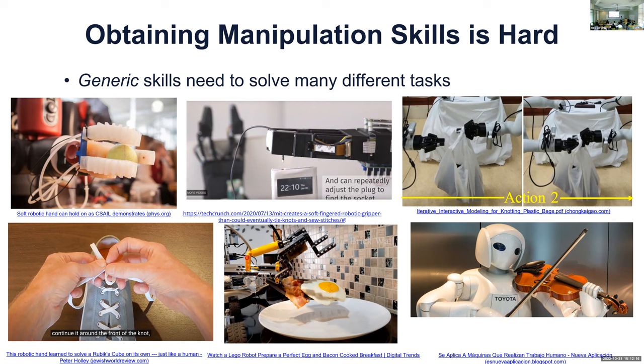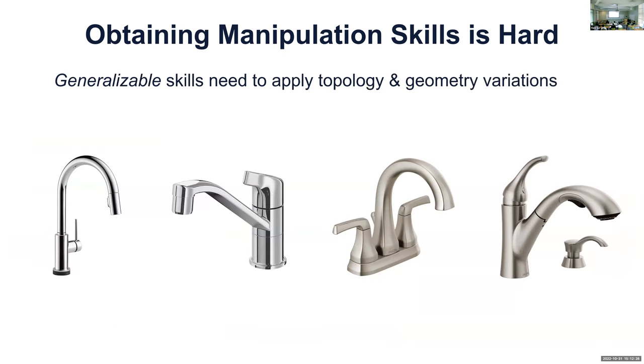And we all know plastic bags, such a common object, right? We use them every day for all kinds of tasks, but they're tricky. Even tying the knot, or handling the length of the queue, it's hard. Okay. And not only for achieving all kinds of skills, even for a certain kind of skill, like just turning a faucet, you have to handle the large topology, structure and geometry variations of objects. Like just the faucet, there are so many different ways to open it.